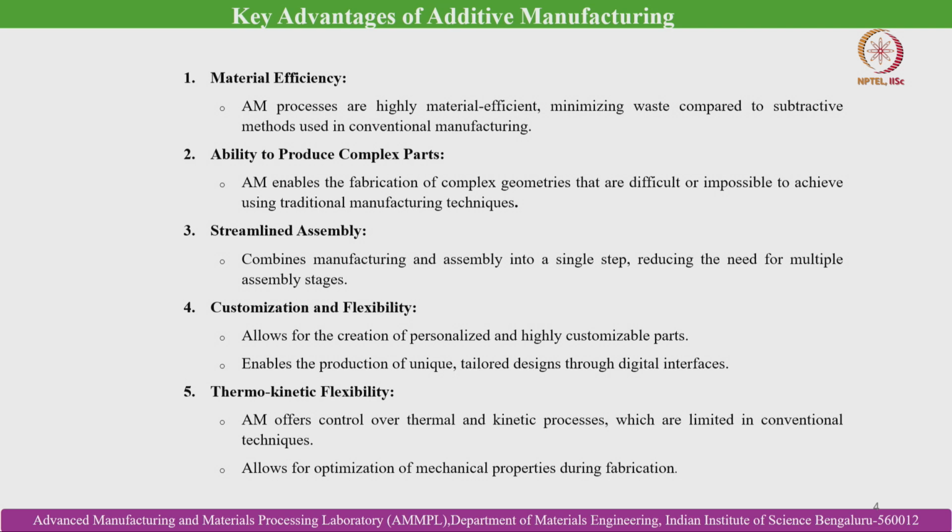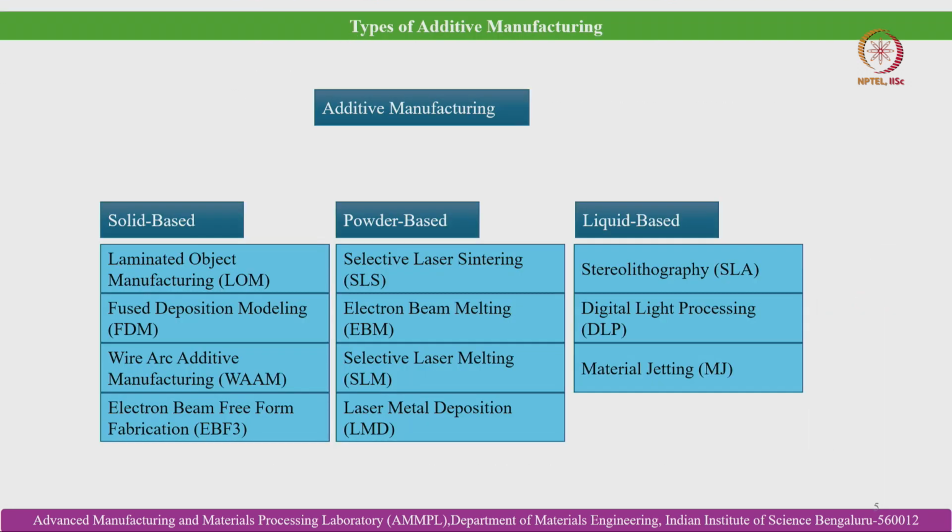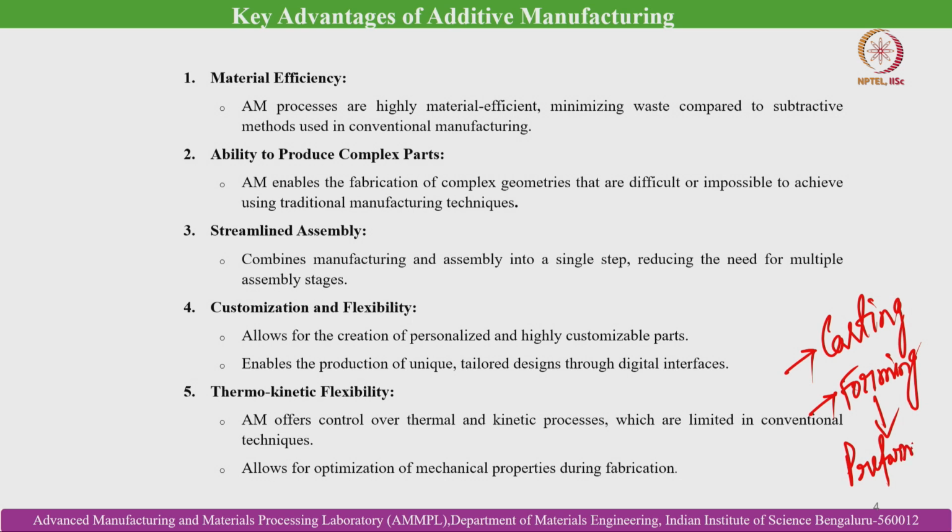And the key advantage of additive manufacturing, number one, is material efficiency. AM processes are highly material efficient, minimizing waste compared to subtractive methods used in conventional manufacturing. For example, if you recall, we have discussed casting and metal forming, all these manufacturing techniques. After developing the initial preforms, we need to machine those preforms, so that we can arrive at the desired component geometry.